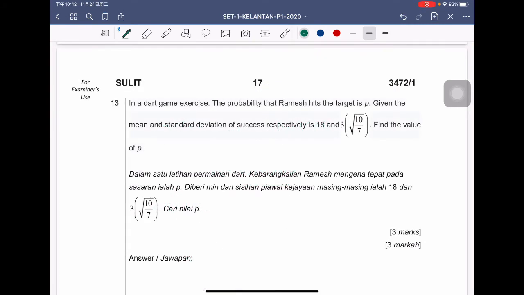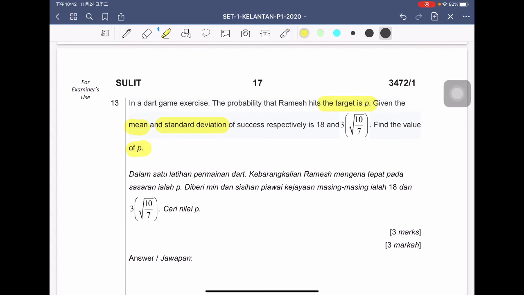So the next question will be question 13. In the dart game exercise, the probability that Ramesh hits the target is P. Okay, so P is the probability for Ramesh to hit the target, it means the probability for him to succeed. Given that the mean and standard deviation of success respectively are 18 and 3 multiplied by square root of 10 over 7, find the value of P.